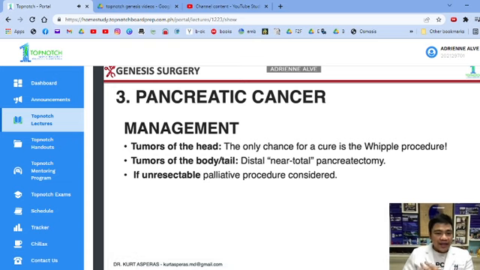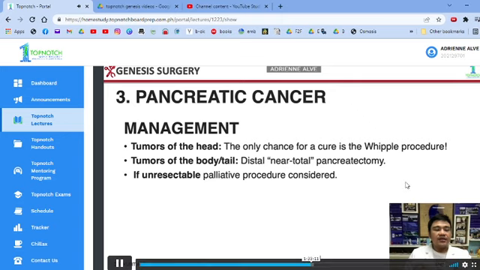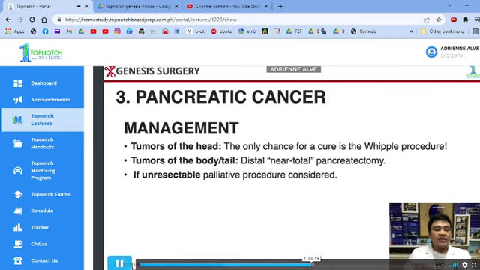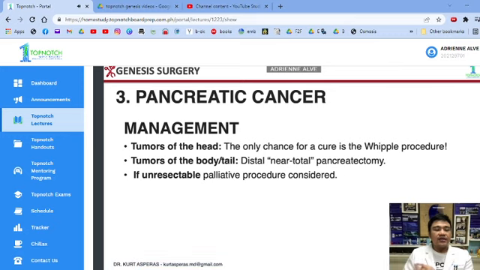But when the tumor is in the head, you will do a Whipple's procedure. Two-thirds are in the head, right? But if the tumor is in the body or tail, a distal near-total pancreatectomy is what you need to do. Relatively, if you think about it, the surgery may be easier if it's in the body or tail, because you no longer need reconstruction, since you won't violate the drainage of the pancreatic duct and common bile duct into the duodenum.